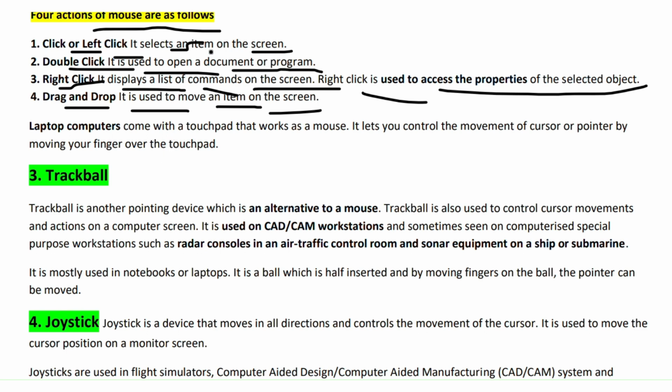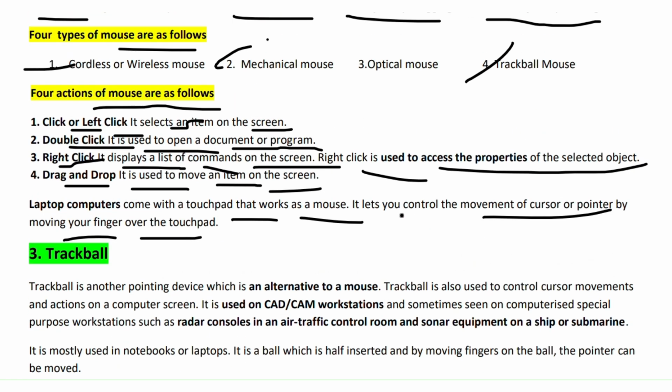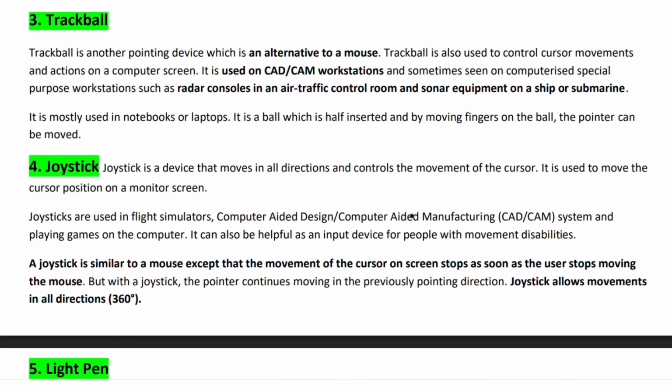Laptop computers come with a touchpad. A laptop has a touchpad that works as a mouse. It lets you control the movement of a cursor or pointer by moving your finger over the touchpad. What is a trackball? Trackball is another pointing device which is an alternative to a mouse. A trackball is also used to control the cursor movement and actions on a computer screen.